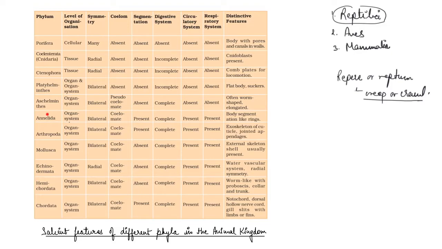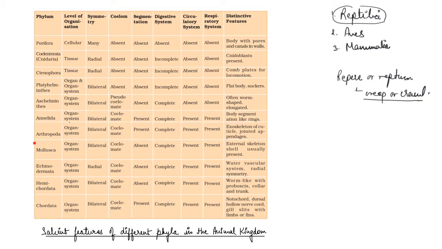As we move to Annelida, it's organ system level, symmetry is bilateral. They have true coelom, they are coelomate. Now the segmentation also comes into picture. So they are metameric in segmentation, right? So segmentation is present, digestive system is complete, circulatory and respiratory system is also present in the case of Annelida. And distinctive feature is the body is completely segmented into rings.